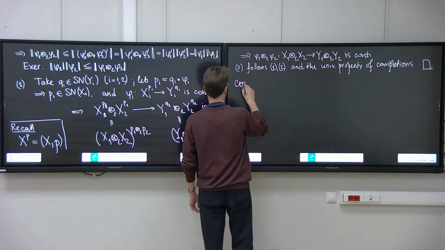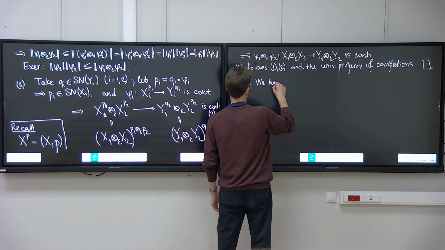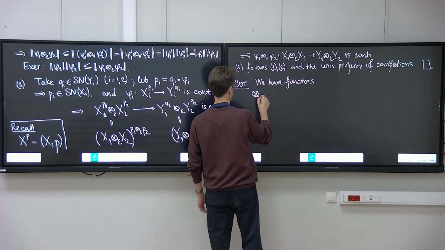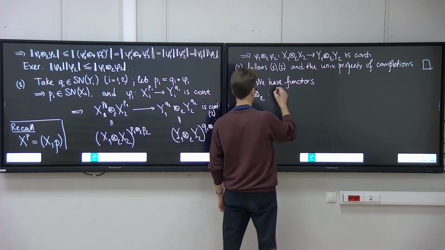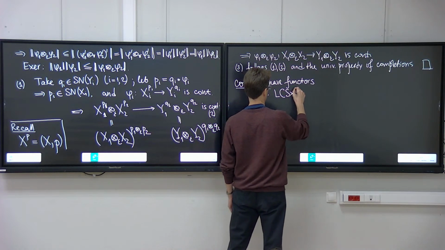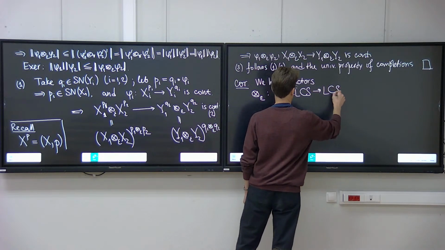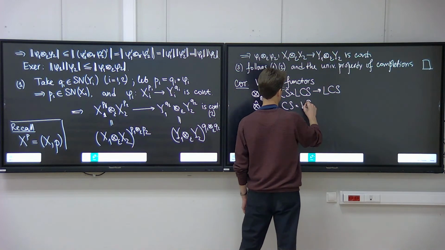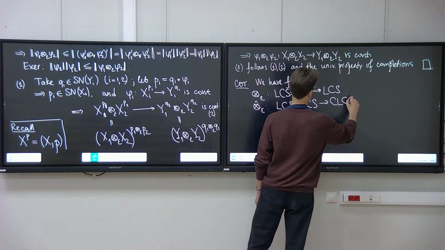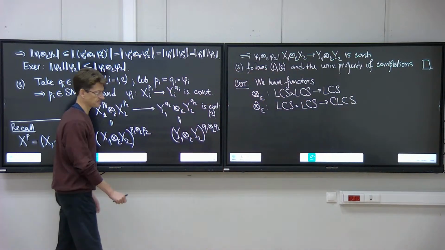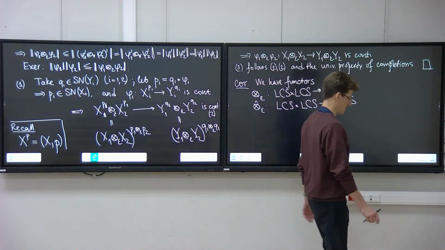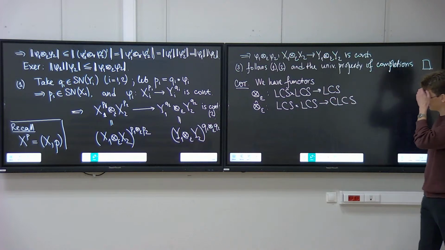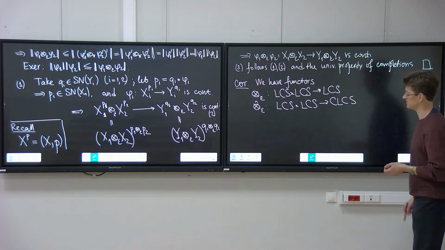So as a corollary, we see that we have two functors of two variables. The first one is the uncompleted injective tensor product. And the second one is the complete injective tensor product. And it acts to the category of complete locally convex spaces. But again, I'd like to stress that in contrast to the projective tensor product, the injective tensor product is not defined by any reasonable universal property.